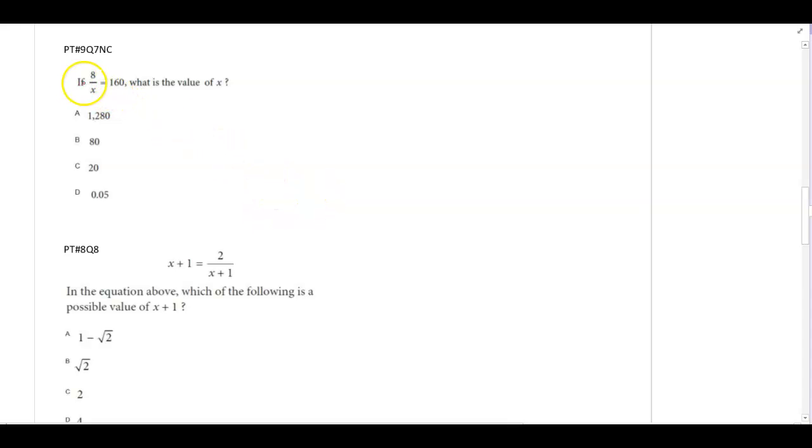So when I look here, if 8 over x equals 160, what is the value of x? So I'm going to go ahead and do 8 divided by x equals 160 over 1. And when I cross multiply and solve this, 160x equals 8. Now what do I do to solve for x? I'm going to divide by 160. x gives me 8 over 160. Now, I could say that's equivalent to 1 over 20.